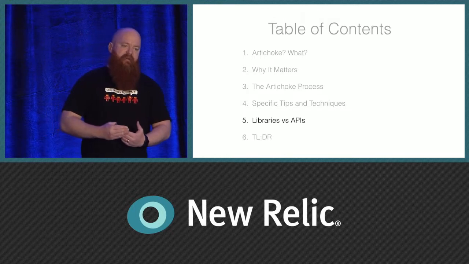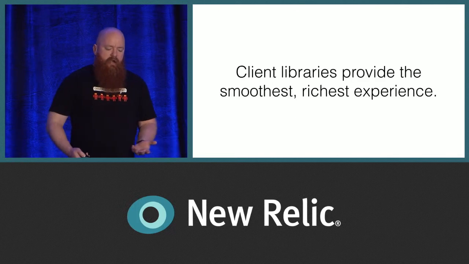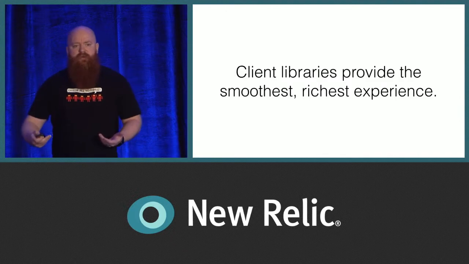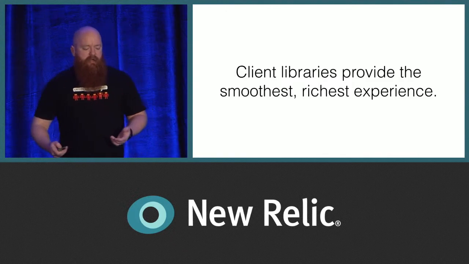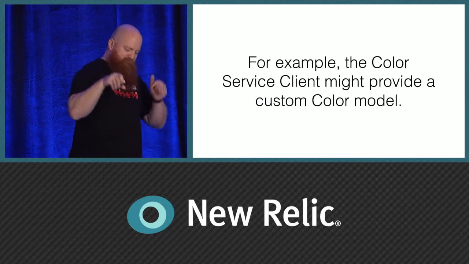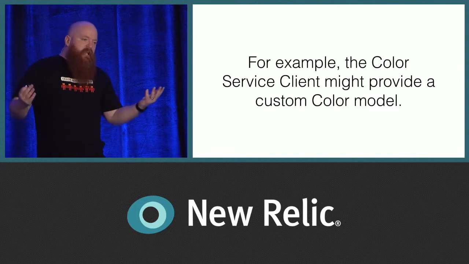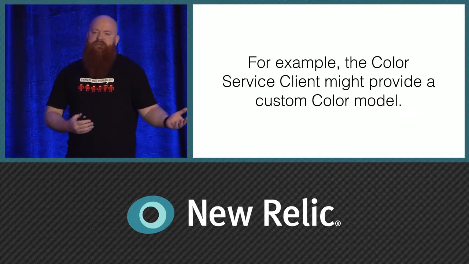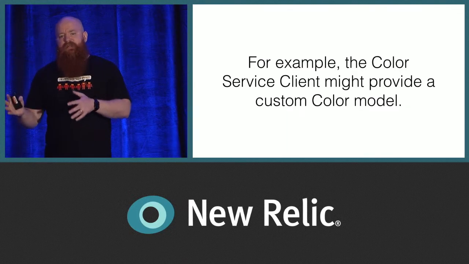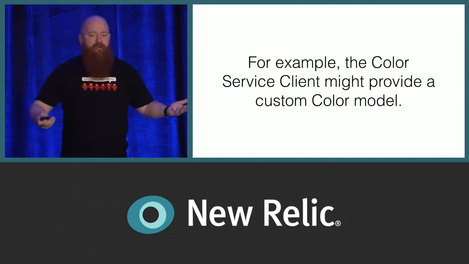How can we get that functionality to the people who need it? There's a few different options here. Client libraries are usually going to provide the smoothest, richest experience for the user. For example, our color service client might have a custom color model that would return the RGB values and the English name of this color. Maybe it's got a method that would take some text and give you back the markup to render the text in that color. Whatever kind of stuff you think most of your clients are going to have to implement, you just implement it for them, and they don't have to do it.